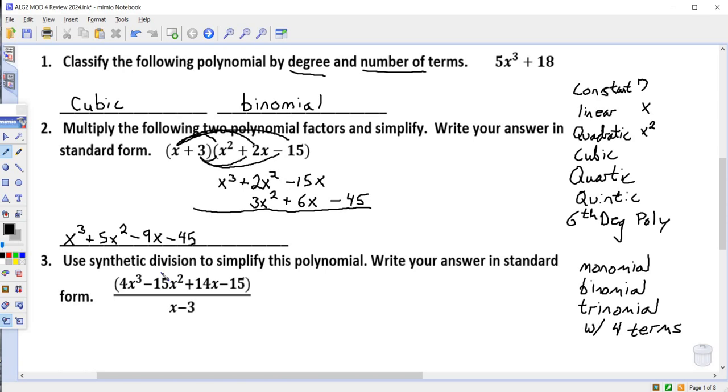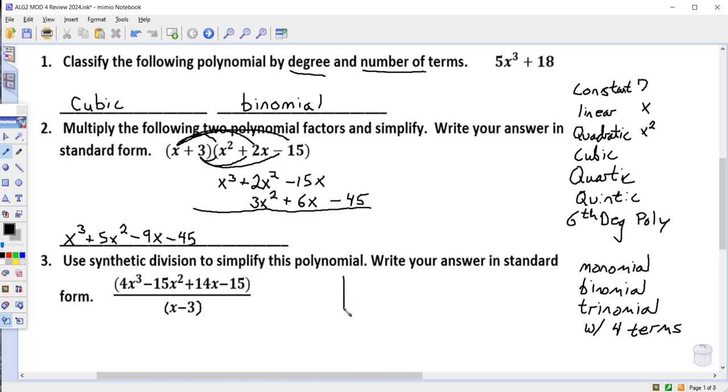Number 3, use synthetic division to simplify this polynomial. Write your answer in standard form. Okay, so we have this binomial factor down here that we are dividing by, I should say divisor. We have a binomial divisor, and we are dividing this cubic by that.